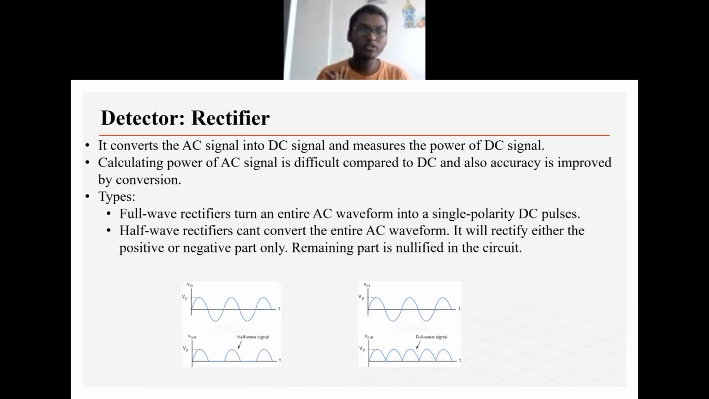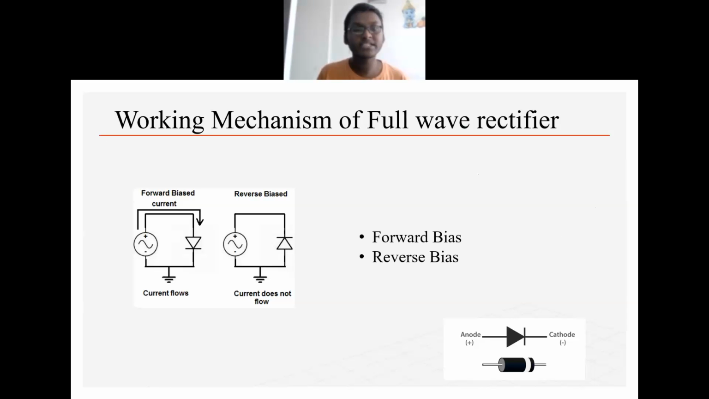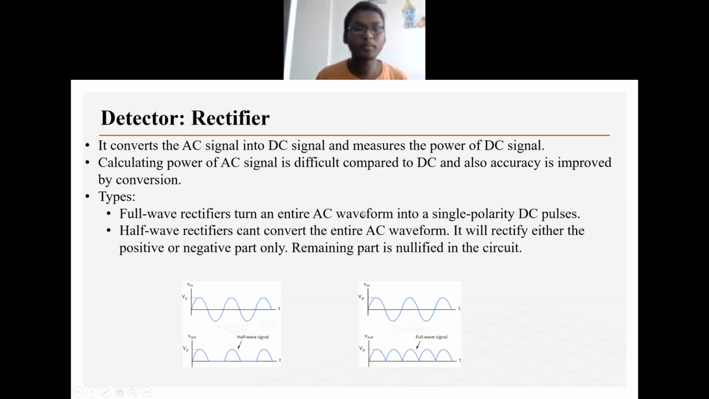Now we have separated the reflected signal and the incident signal. Now we want to calculate the power measurements. Calculating the power of an AC signal is very complicated, and its accuracy is also very low. So we need to convert the AC signal into a DC signal. For that purpose, we are using a rectifier. The rectifier converts the AC signal into a DC signal, and then it measures the power of the signal.